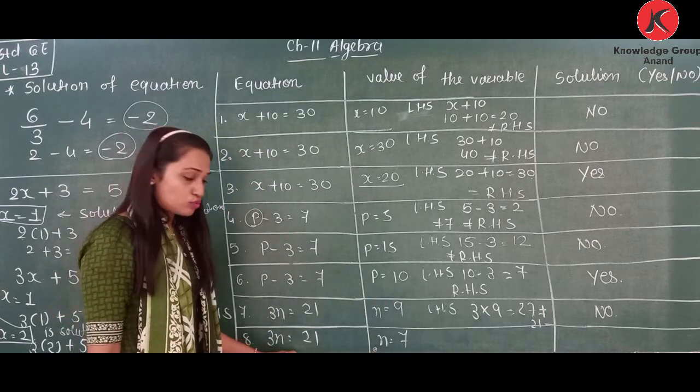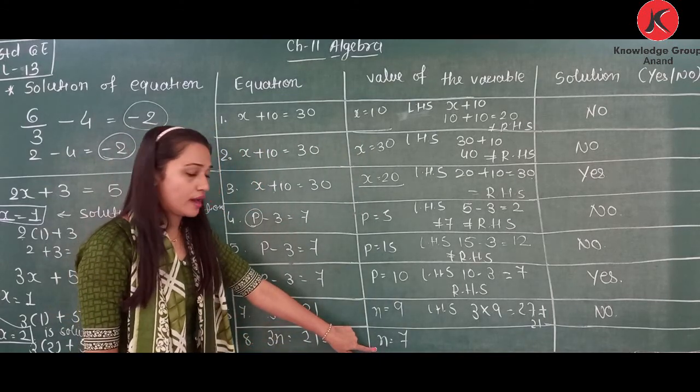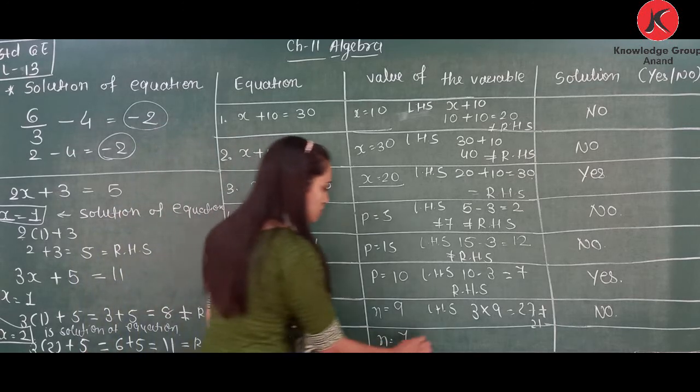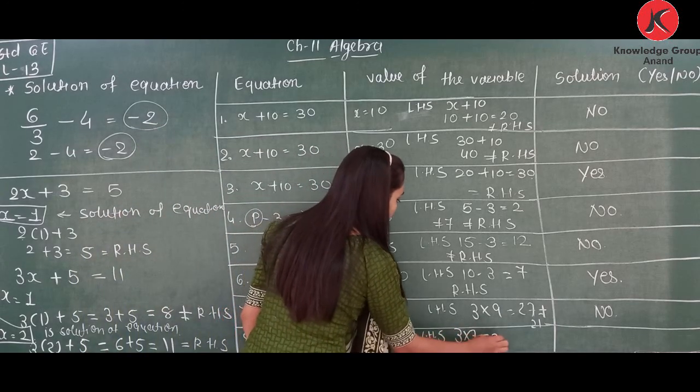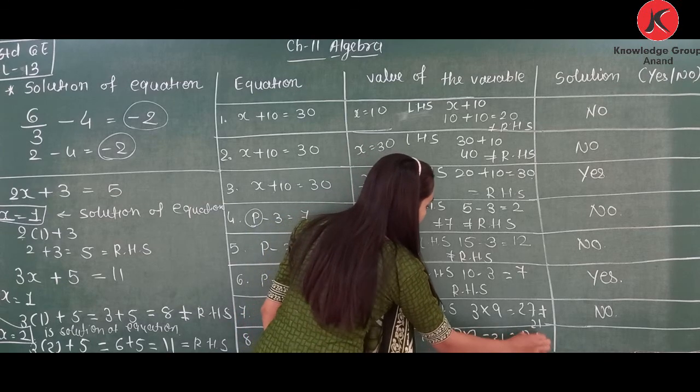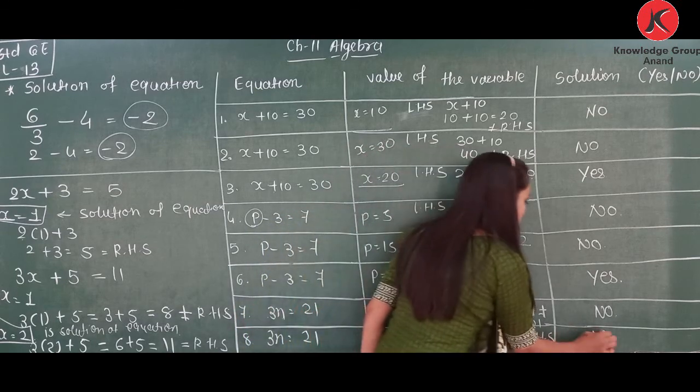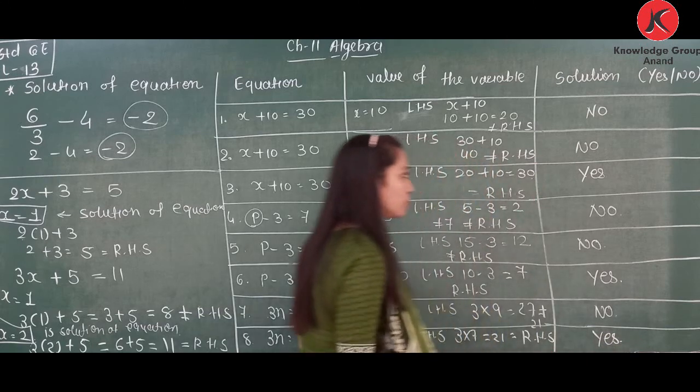Again 3n is equal to 21. Here we need to take n as 7. So left hand side is 3 multiply 7, that is 21, which is equal to right hand side. So yes, it is a solution of the given equation.